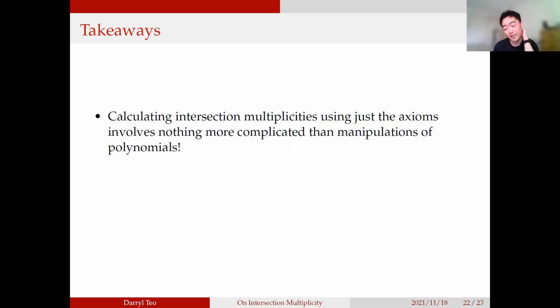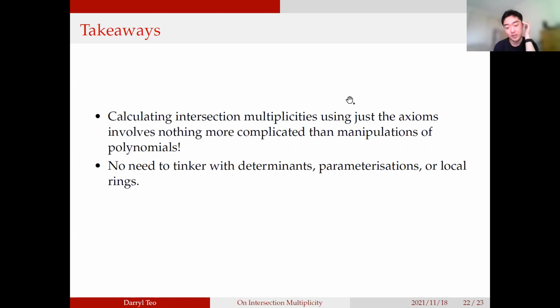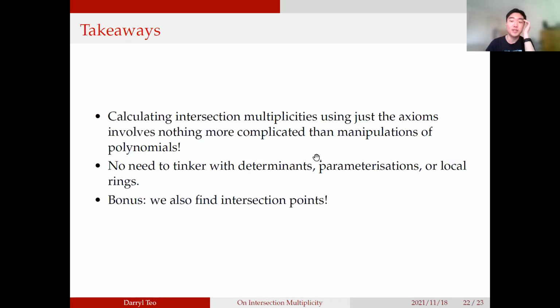But if the calculation is not simple, I would say the list is almost simple, with apologies to all the group theorists. The second takeaway is that, of course, we don't need to tinker with determinants, parameterizations, or local rings. Again, it's just polynomial arithmetic, nothing fancy. It's all very elementary ways to calculate intersection multiplicity. And a third takeaway, which during my study of this was a bit of a surprise, even though now I think about it, it's really obvious, is that we find intersection points as a bonus.